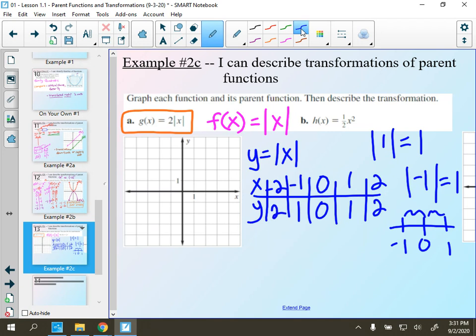So for x, I've got 0, 0, 1, 1, 2, 2, 3, 3. This would continue. But on this side, we end up with negative 1, 1, negative 2, 2, negative 3, 3. So that's how we end up with, I know we kind of started there, and it's like, well, what's with this V graph? Well, here we go. That's how it shows up. That's what absolute value is: how far a number is from 0. Okay, let's label it. That's our f of x, our parent.